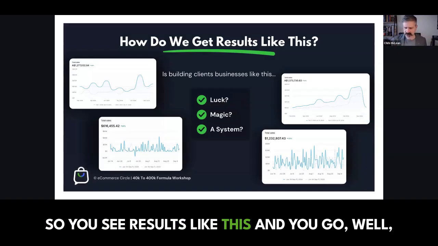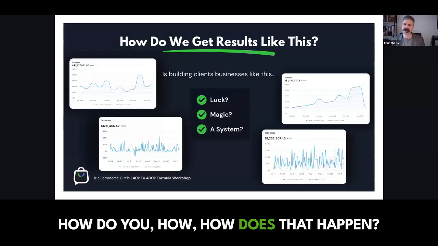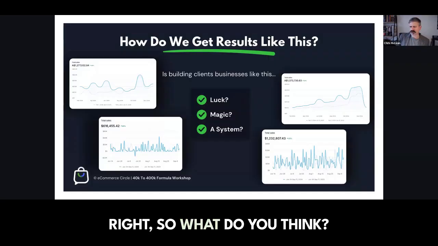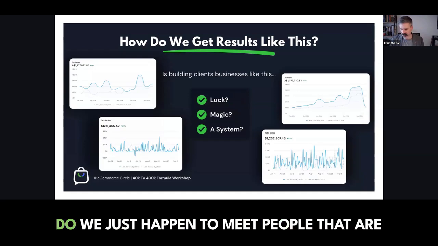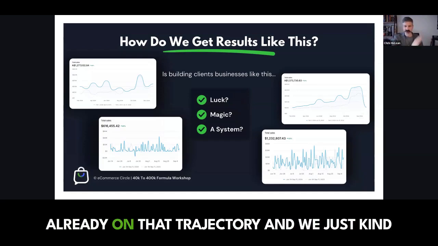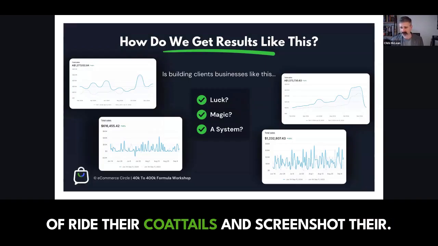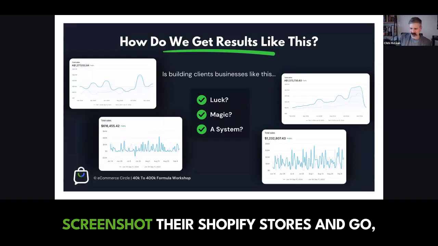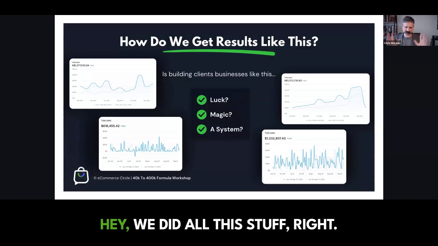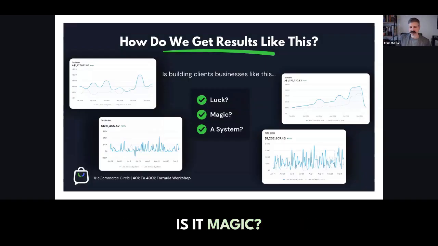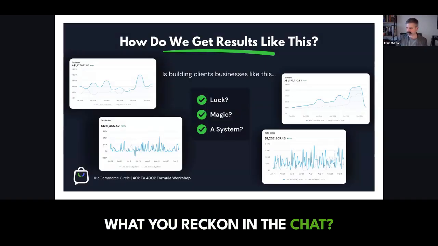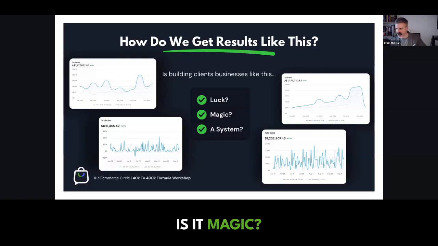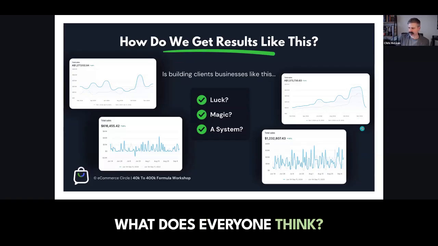So you see results like this, and you go, well, how does that happen, right? So what do you think? How do we get results like this? Is building these client businesses, is it luck? Do we just happen to meet people that are already on that trajectory and we just kind of ride their coattails and screenshot their Shopify stores and go, hey, we did all this stuff, right? Is it magic? Is it some sort of magical formula? Is it a system? What do you reckon in the chat? Is it luck? Is it magic? Is it some sort of a system? What does everyone think?